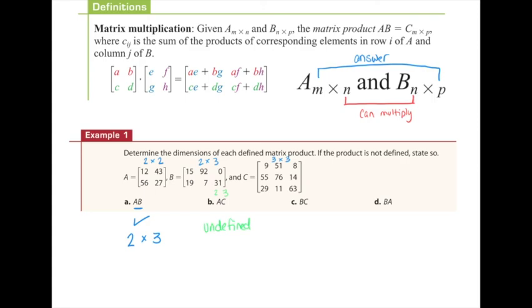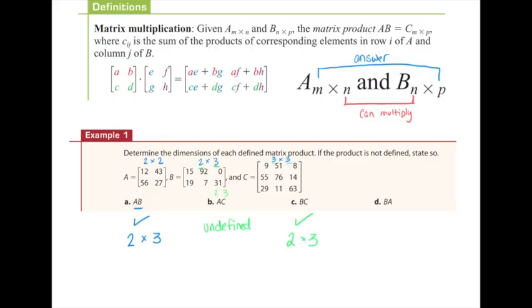All right. The columns of A do not match the rows of C. Let's look at B and C. The columns of B are 3. The rows of C are 3. Yes, I can multiply those. My answer will be the rows from B and the columns from C.